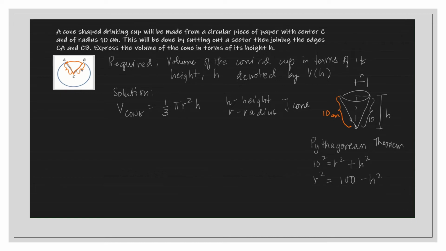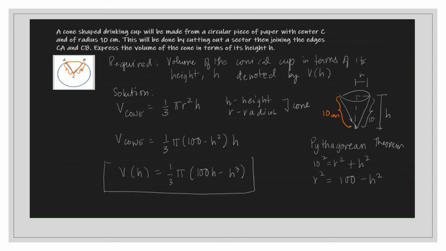We will use this to replace r squared in the formula for the volume of the cone. So we write 1/3 pi, instead of r squared, we write 100 minus h squared times h. So we are now able to form an expression for the volume of the cone in terms of height only. So we can now write this as V of h, and we have 1/3 pi. Suppose we distribute h, we have 100h minus h cubed. So this is now our expression for the volume of the cone.